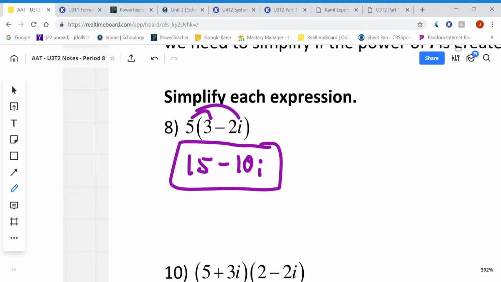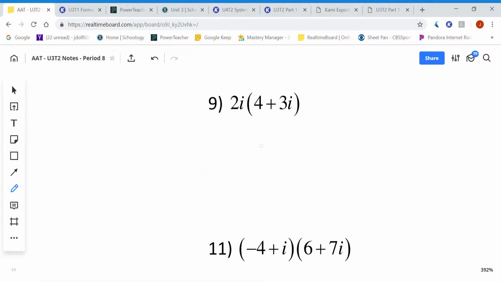And we are done. All right, over here it gets a little trickier. Now we're multiplying an i, so we're distributing an imaginary term there. So 2 times 4 is 8, and we leave the i. 2 times 3 is 6, and i times i is i squared.